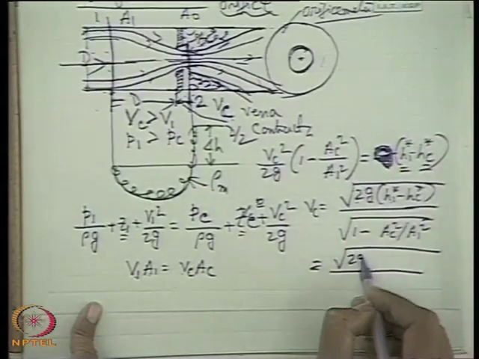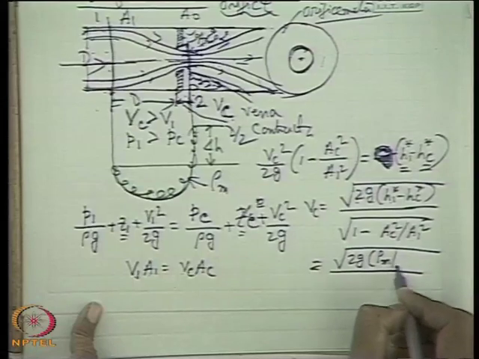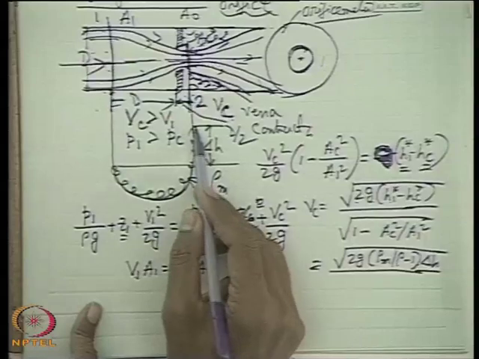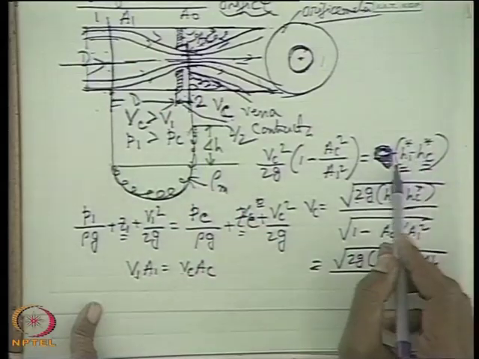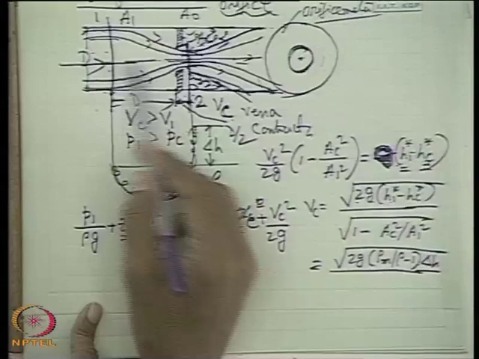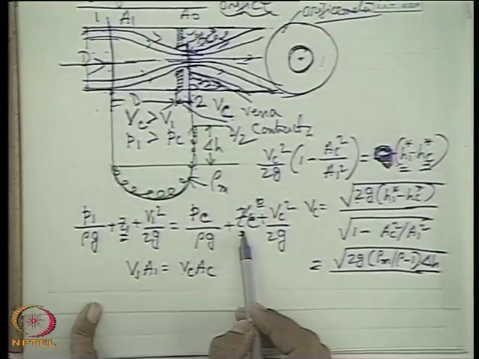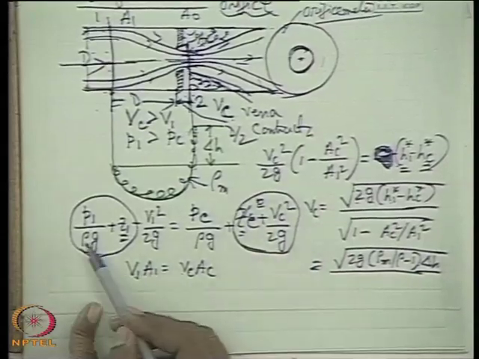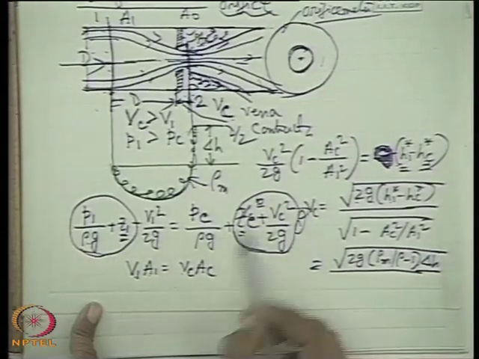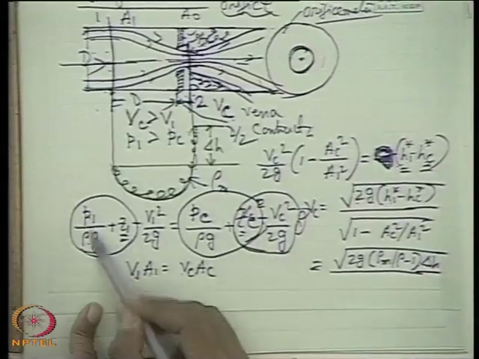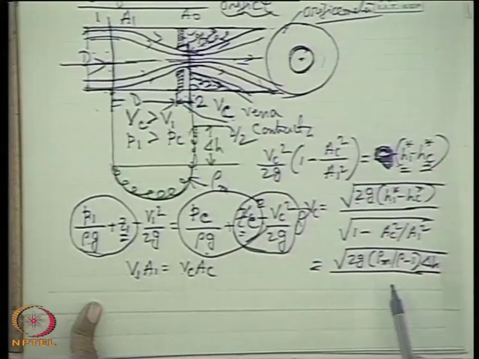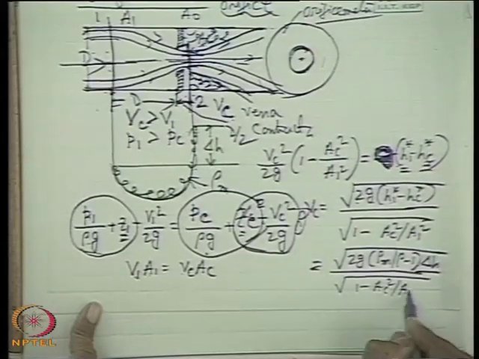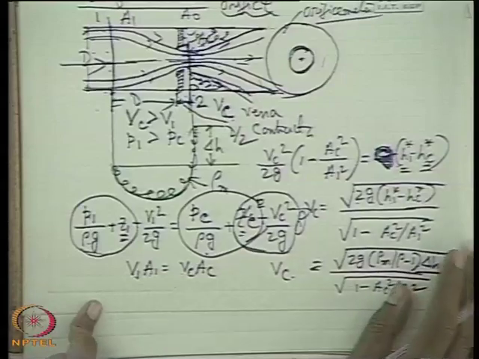2g H1 star, the same thing, rho m by rho minus 1 into delta H. That means in terms of the deflection of the manometric fluid in the manometer, this will measure H1 star minus Hc star. If this is horizontal, so Z1 and Zc are equal, so H1 star minus Hc star is simply H1 minus Hc. That means this is P1 by rho g minus Pc by rho g. It is as simple as that, divided by root over 1 minus AC square by A1 square. Now this is Vc.